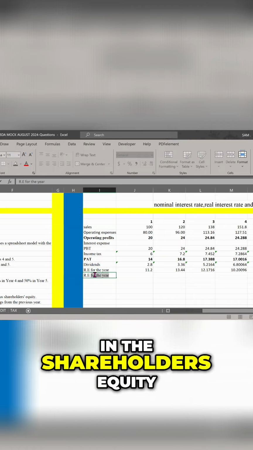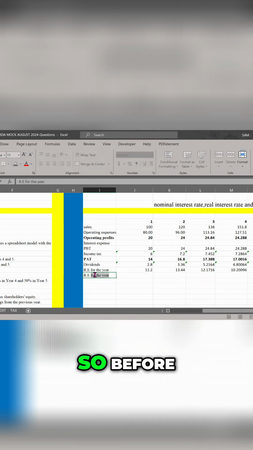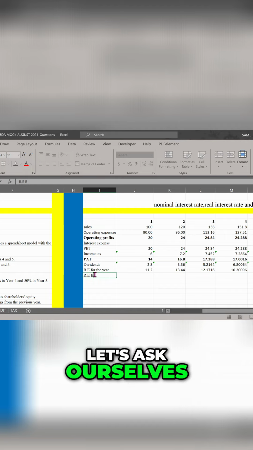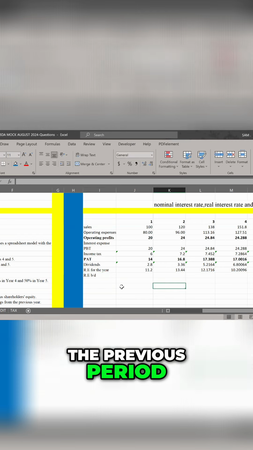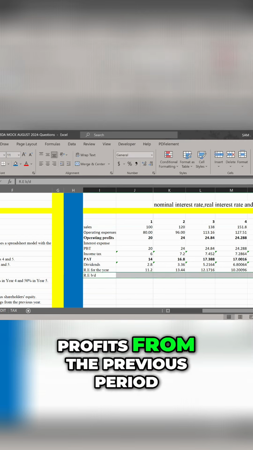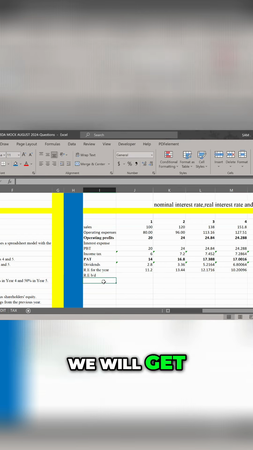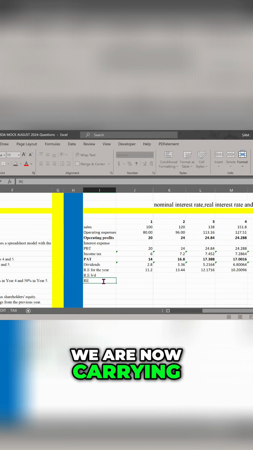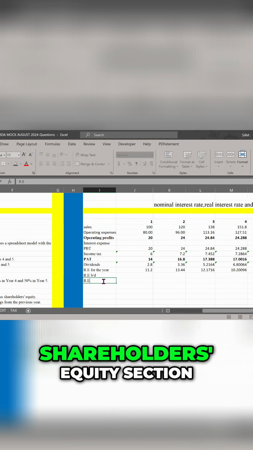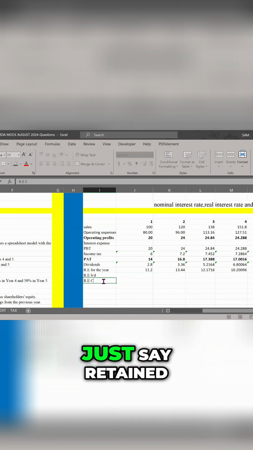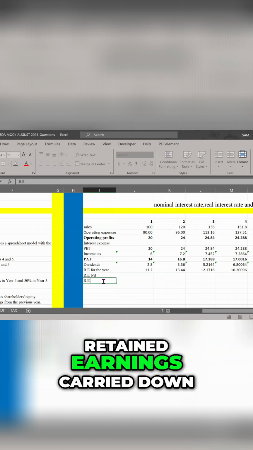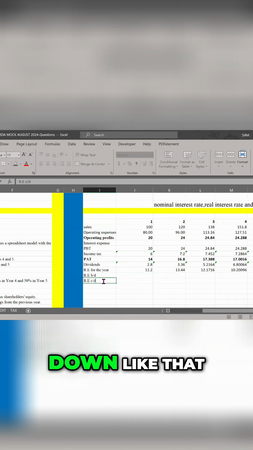Now we are in the shareholders' equity section. So before we reach there, let's ask ourselves if there was any brought down from the previous period. And when we find out if they retained any profits from the previous period, we will get that profit that we are now carrying forward to the shareholders' equity section or to the statement of changes in equity. So we just say retained earnings carried down like that.